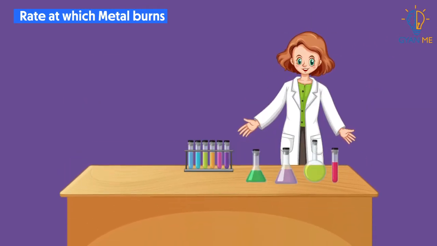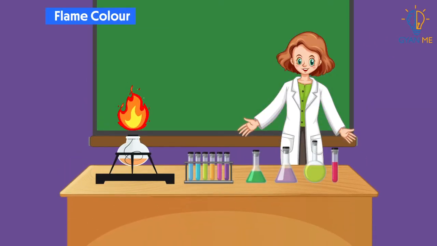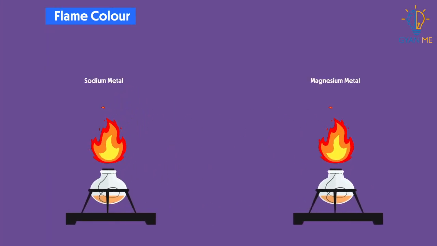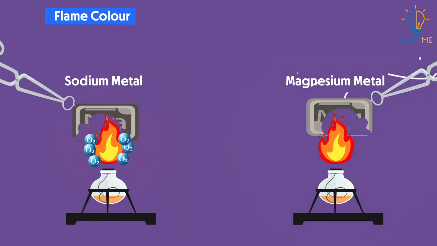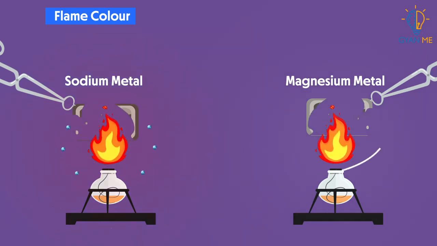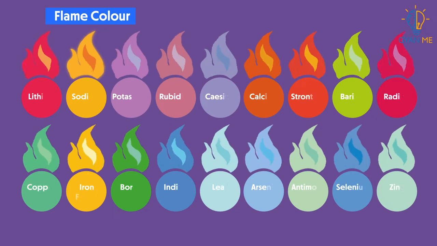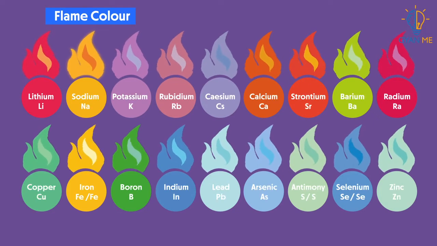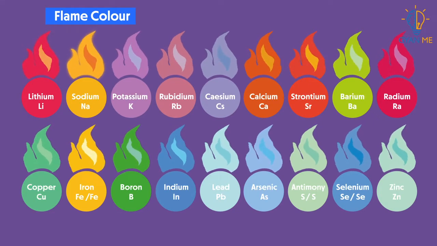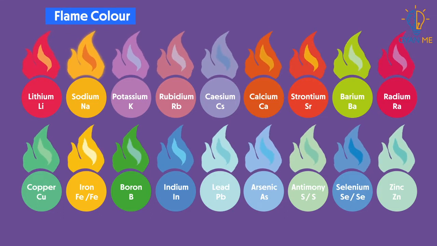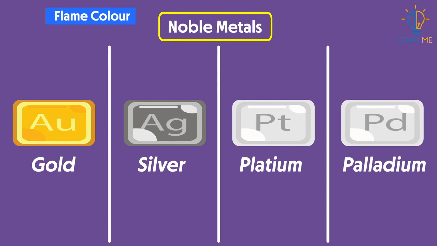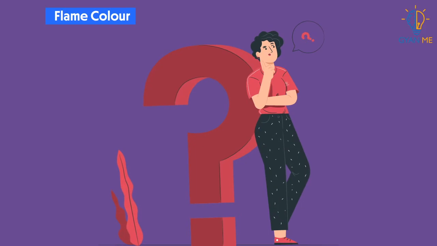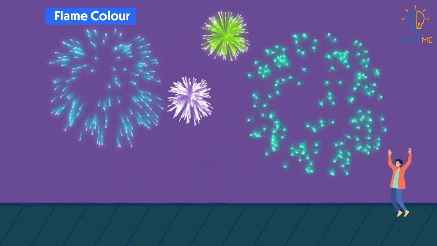Students, let's now learn about the flame color we observe when the metal burns. The color of flame depends on the intensity of metal to react with oxygen and amount of heat given to the metal. Students, here are some metals and the respective flame colors which we get when we burn these metals in oxygen. The noble metals like gold, silver, platinum, palladium and some other elements do not produce a characteristic flame. Students, do you know this property of metal is used in fireworks?